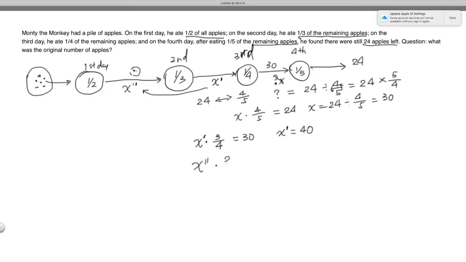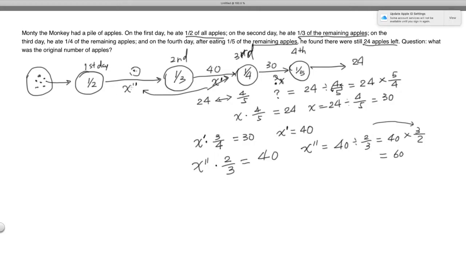So x double prime times 2/3 equals this x prime, which we just calculated, equals 40, right? So x double prime equals 40 divided by 2/3, which equals 40 times 3/2, because division equals multiplication by swapping the numerator and denominator, which has a terminology called the reciprocal of this number. This equals 60.